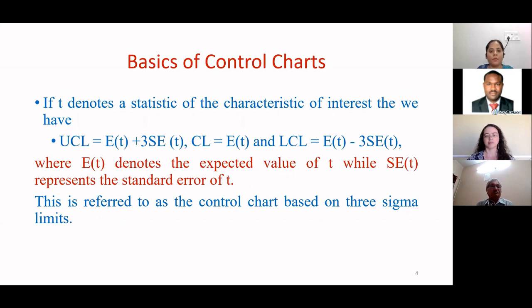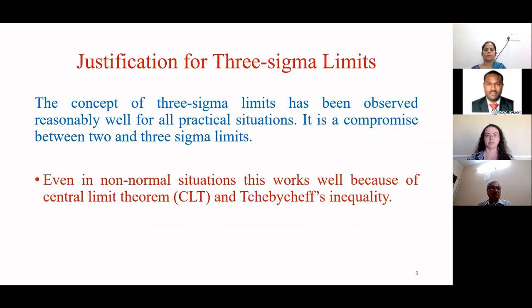Now, basics of control charts. If T denotes the statistic of a characteristic of interest, then we have the upper control limit UCL equal to the expected value of T plus 3 times the standard error of T. CL equals the expected T, and LCL, the lower control limit, is equal to expected T minus 3 times the standard error of T, where expected T denotes the expected value of T, while SE stands for standard error of T. This is referred to as the control chart based on 3 sigma limits.